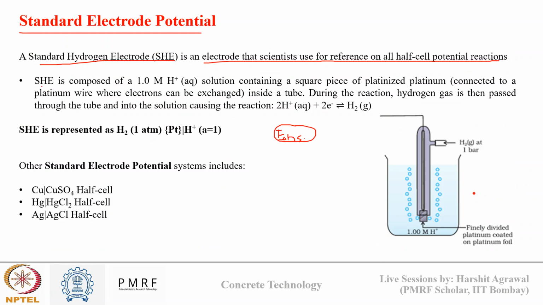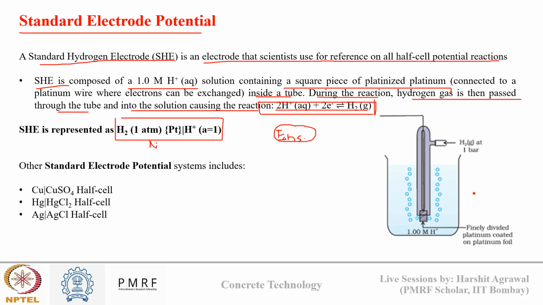The standard hydrogen electrode is composed of 1 molar H plus ion solution, with a square piece of platinized platinum inside a tube, and during the reaction hydrogen gas is passed through the tube and the solution causes the reaction of hydrogen. So this is how the standard hydrogen electrode is made, and it is represented by this notation. We'll see later on how this is represented, and its absolute potential value is zero. So knowing the potential of this system, we estimate the potential of our system.